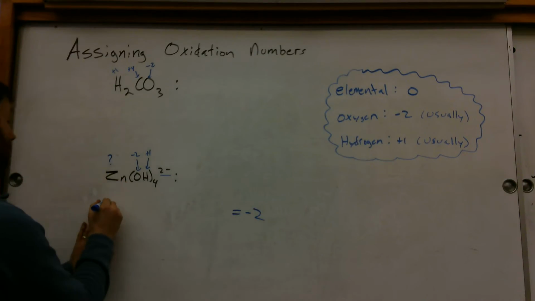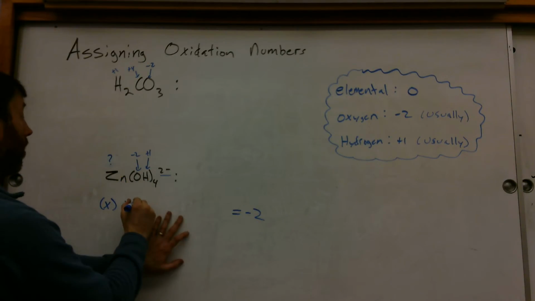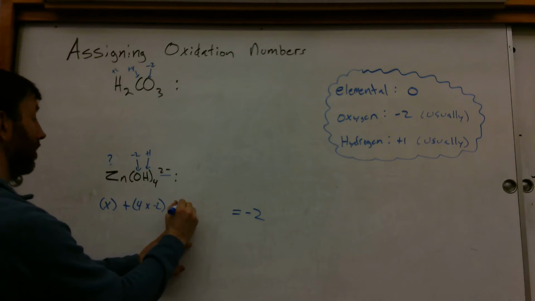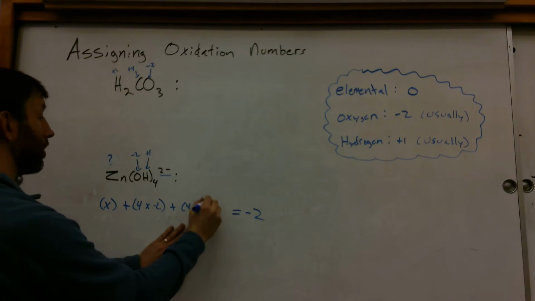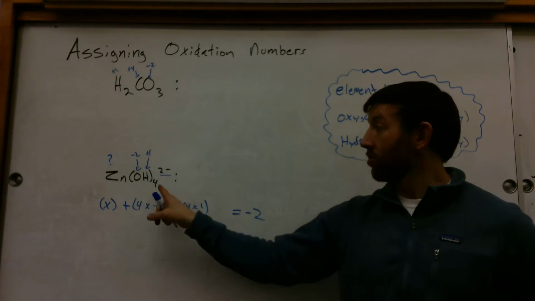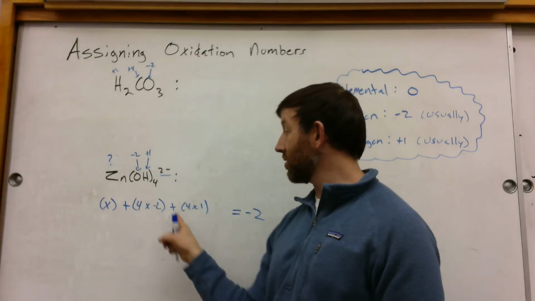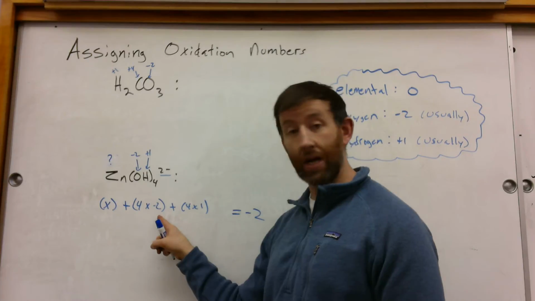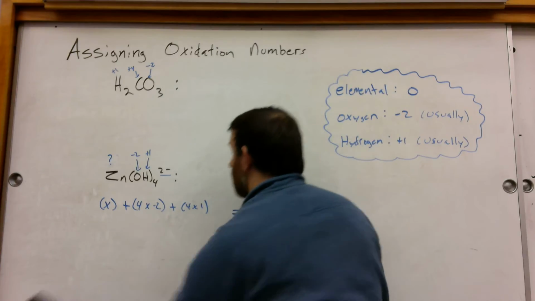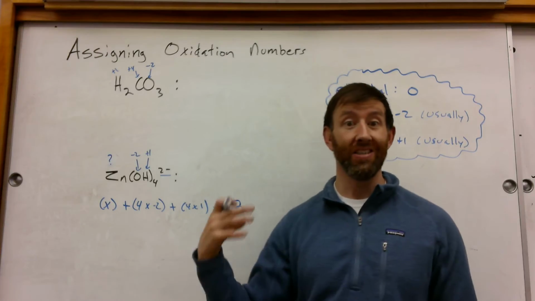So I'm going to say X plus 4 times -2 plus 4 times +1, or 4 times 1, excuse me. See what I did there? The 4 distributes to everything inside the parentheses, just like it would in math. So I have 4 hydrogens, 4 times 1, and 4 oxygens, 4 times -2. Now, because I have this little -2 up there, that whole equation needs to set itself equal to -2 this time instead of 0.